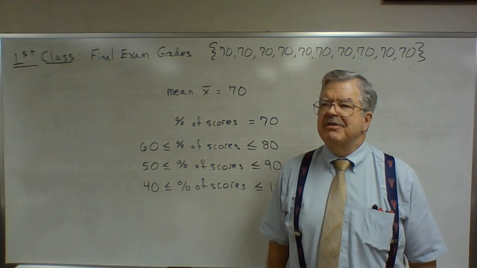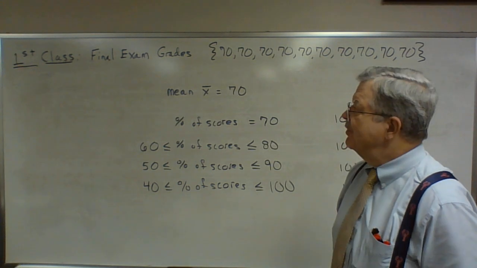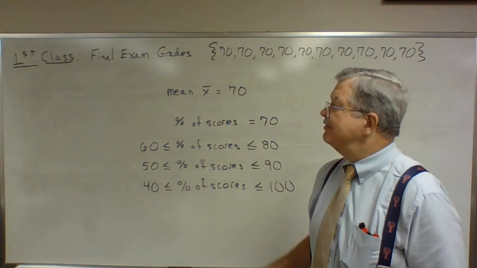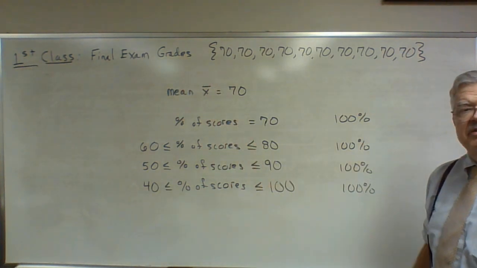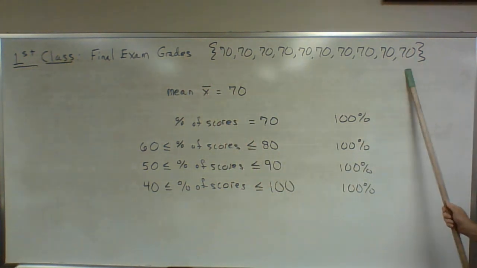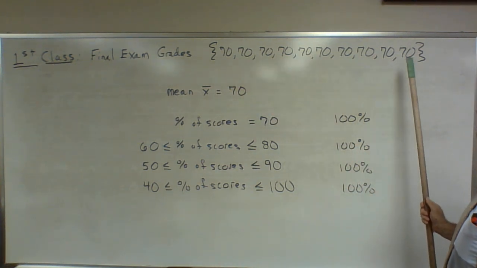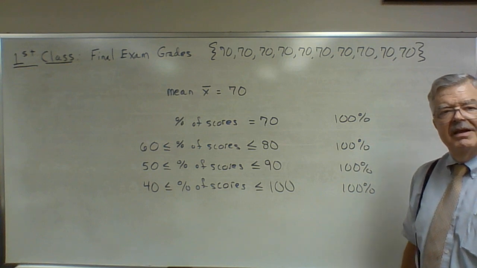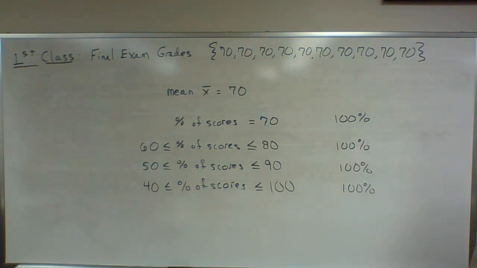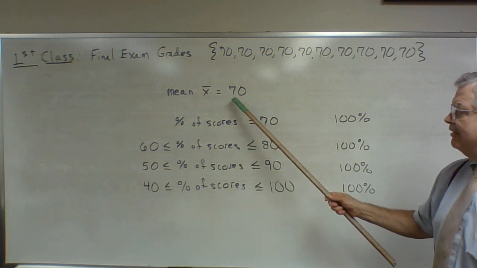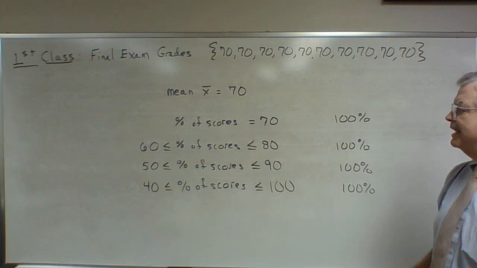As motivation for this, I'm going to go back to my two classes that we've been talking about in previous lectures. The first class, the final exam grades for all 10 students was 70. Every single student in the class, all 10 of them, got a 70 on their final exam. The mean X bar is 70. Everybody got a 70. The mean is 70.